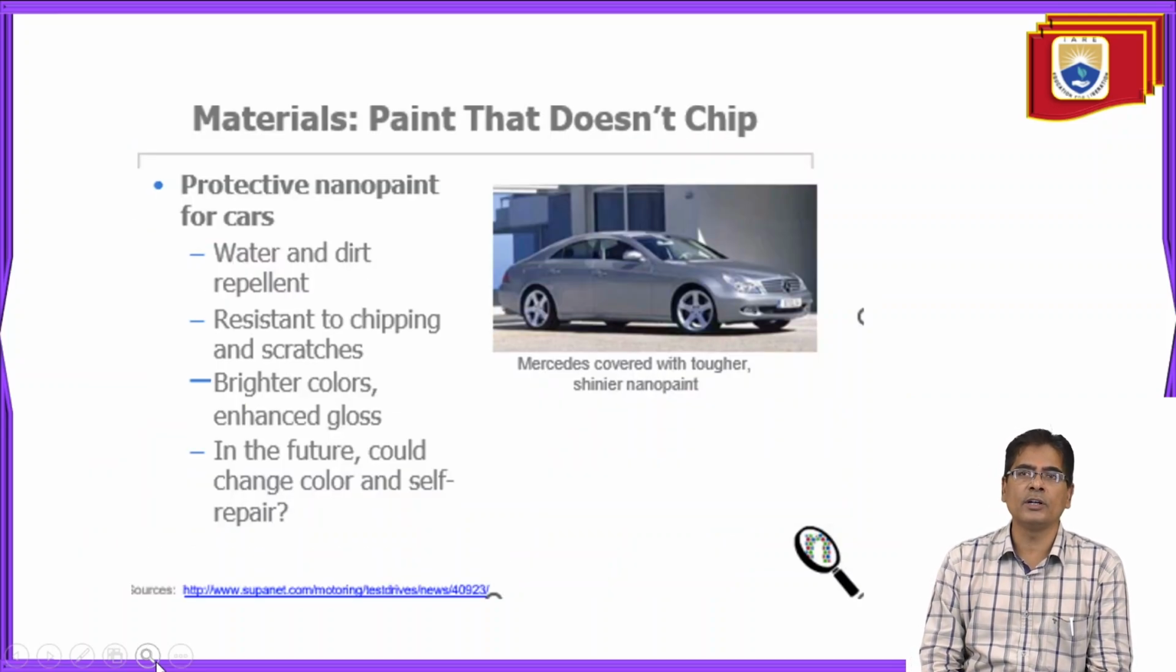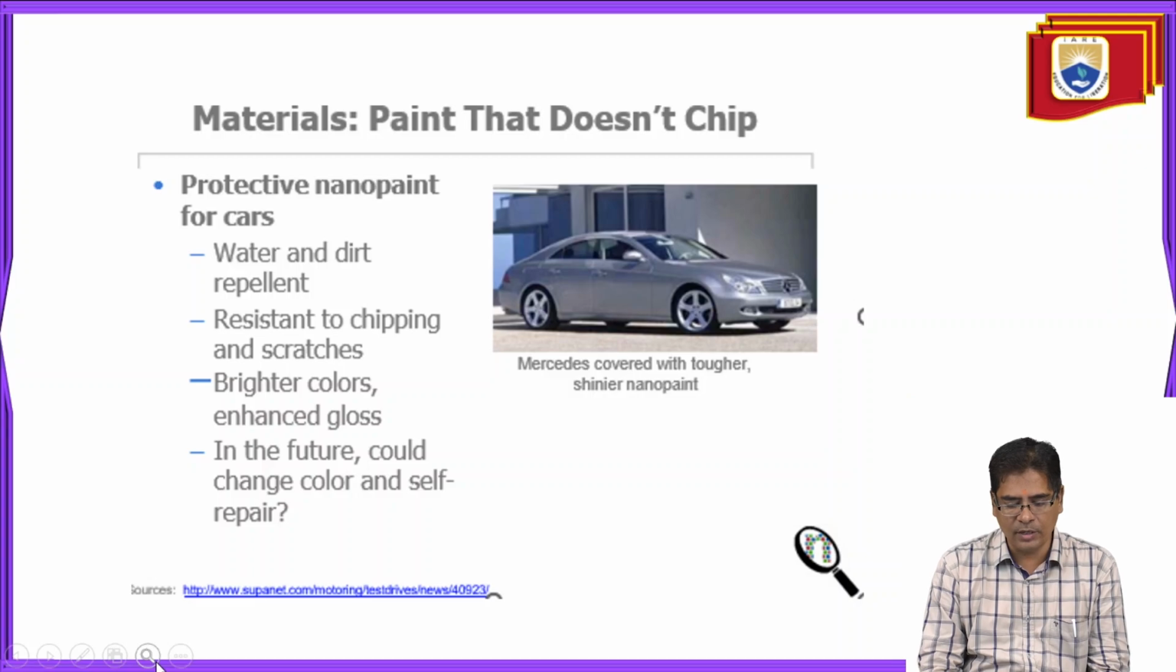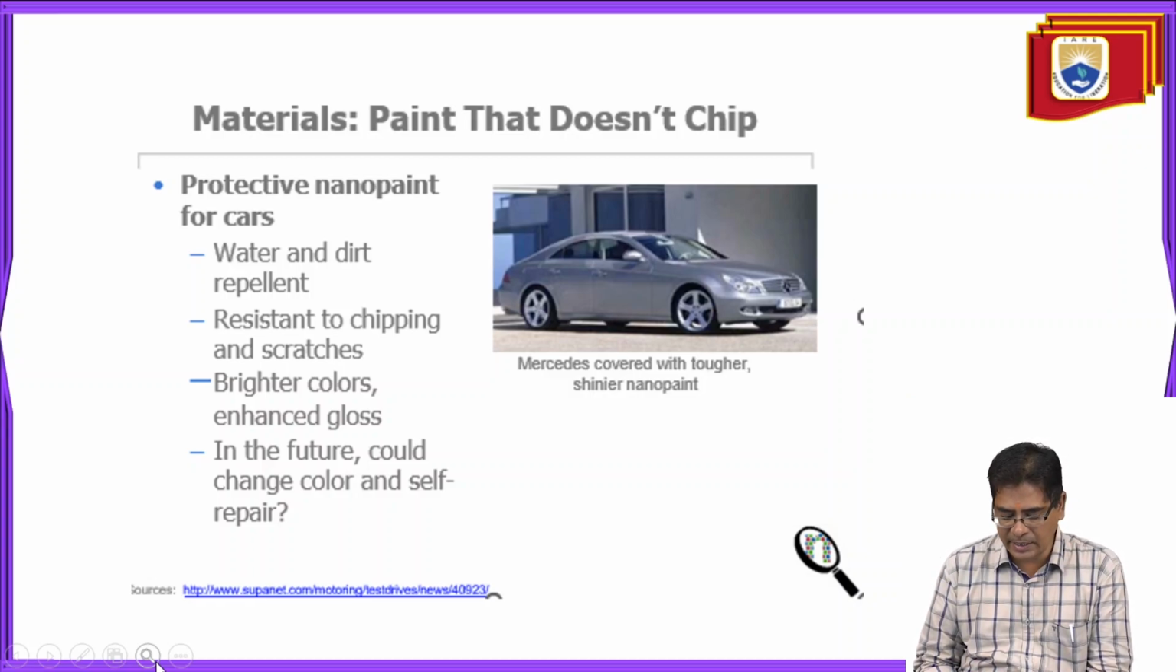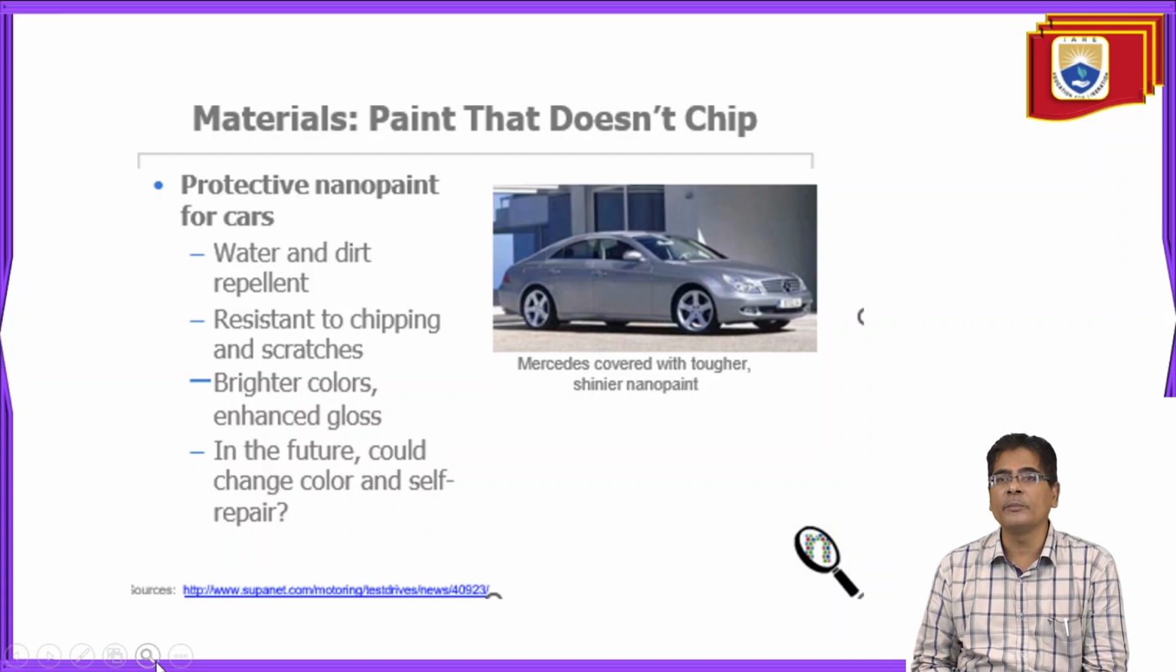Materials: paint that doesn't chip. Protective nano paint for cars, water and dirt repellent, resistant to chipping and scratches. Brighter colors, enhanced gloss. In the future, it could change color and self-repair. So these are Mercedes covered with a tougher, shinier nano paint.